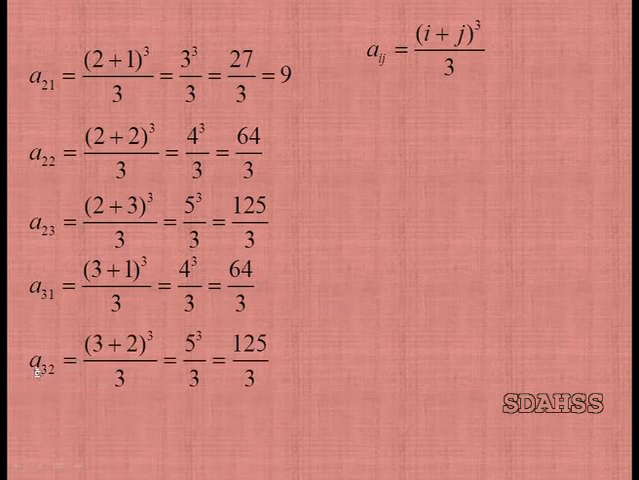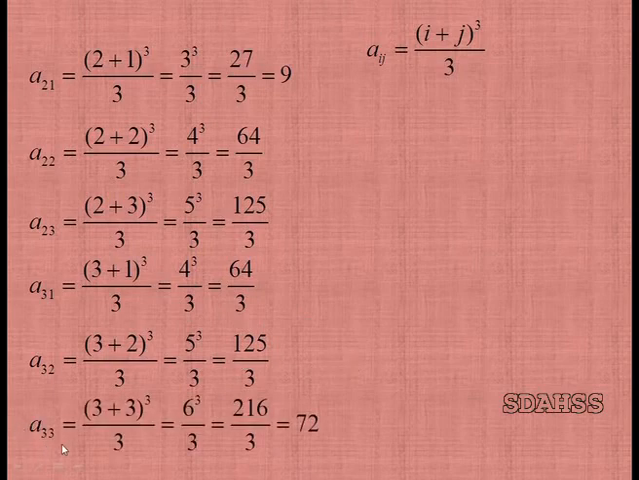Then A32. A32 equal to, substitute i equal to 3, j equal to 2. Then you have (3 plus 2) whole cube divided by 3. 3 plus 2 means 5. So 5 cube divided by 3. 125 by 3.